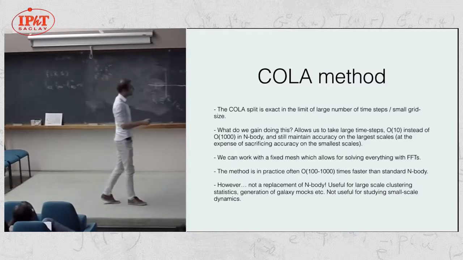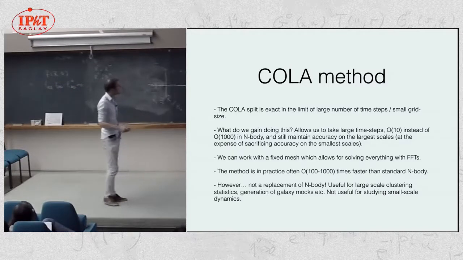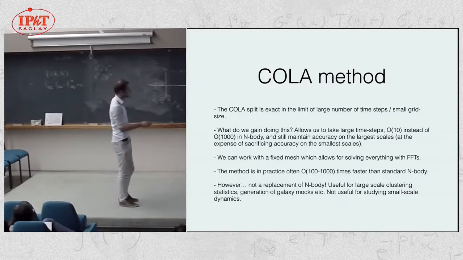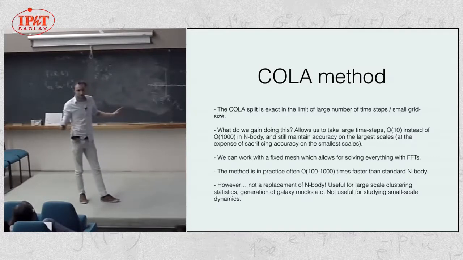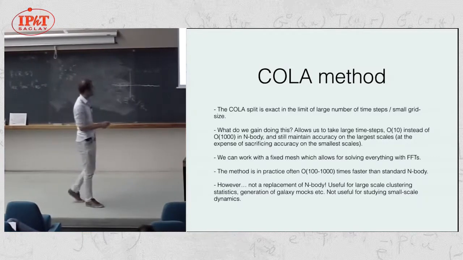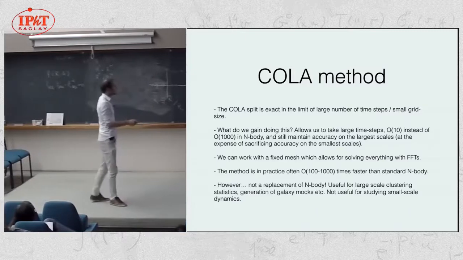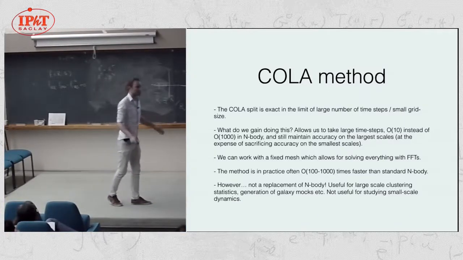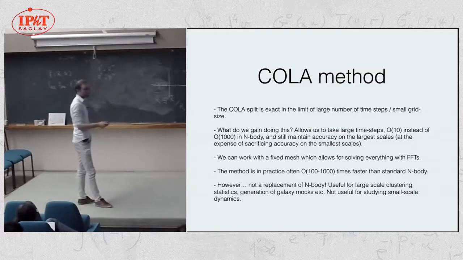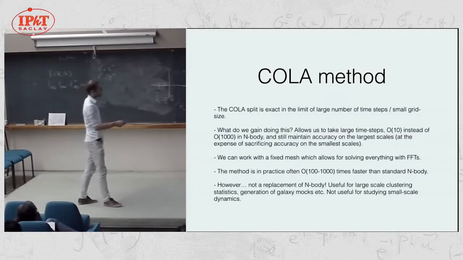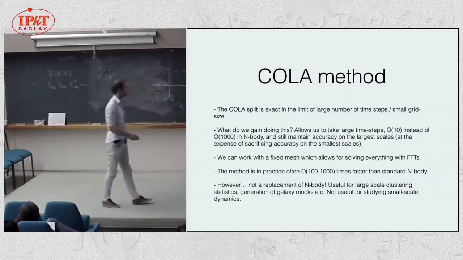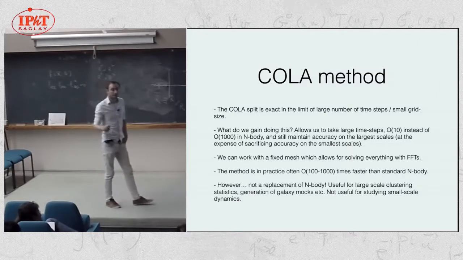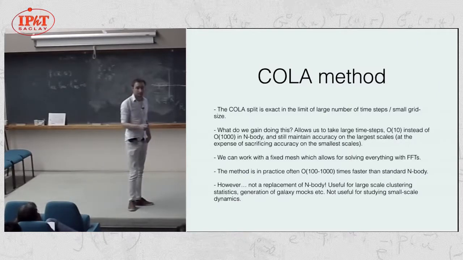So you can rely on only like 10 n-body time steps instead of the thousands you need in normal n-body, and still maintain the accuracy on large scales. So you say just screw what happens on small scales and only focus on the large scales. And we can also work with a fixed grid as opposed to these n-body simulations where you have adaptive resolution, which makes it more complicated to solve, and it means you can solve everything with fast Fourier transform, which also speeds things up. So in practice, this method is often like 100 to 1,000 times faster than traditional n-body.